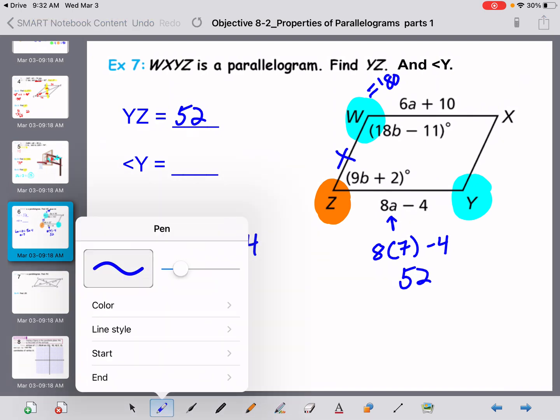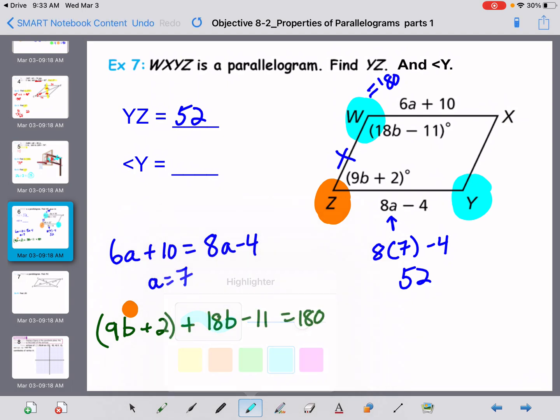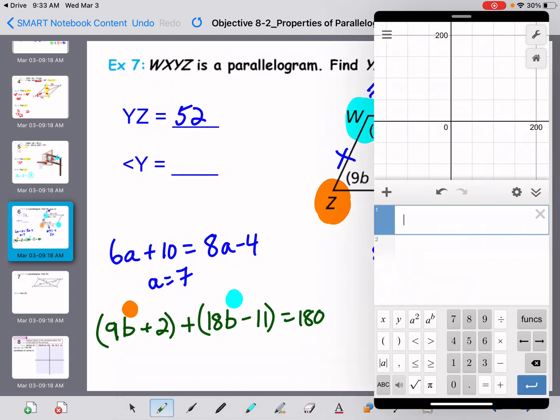Let's do it in red this time, just so we've got a contrast, or green. Let's use green. So I know that 9b plus 2 plus 18b minus 11 would equal 180 degrees. All right, 9b plus 2 is the orange circle, and 18b minus 11 is that blue one. And when I add those two together, it equals 180. So again, I've taken these expressions and I've created an equation that I can type into Desmos and solve for.